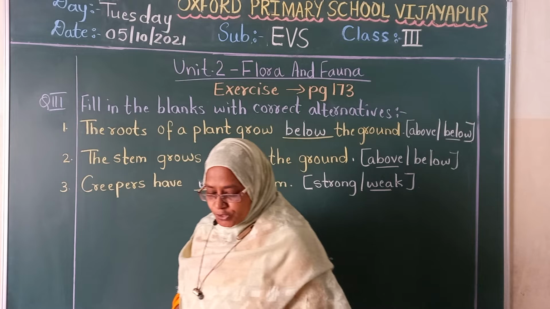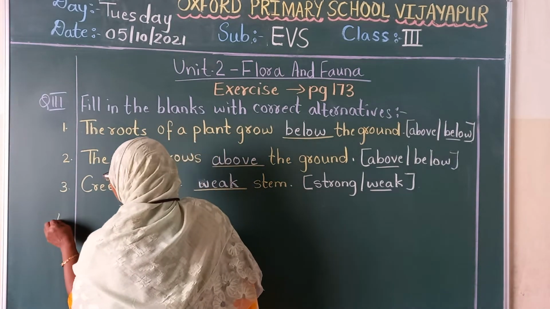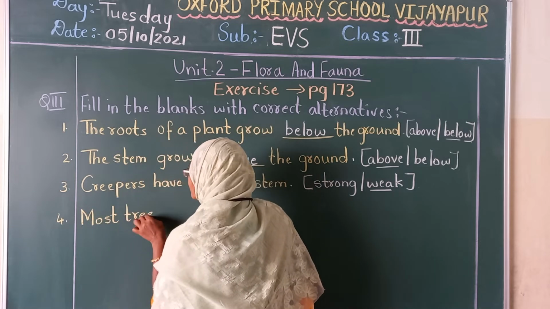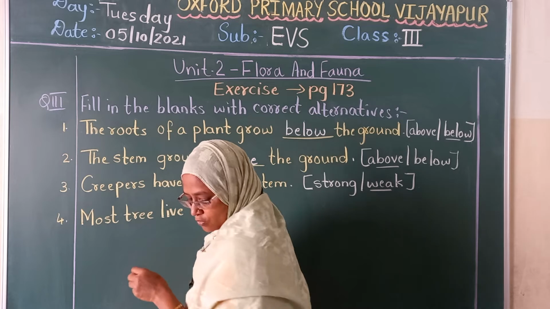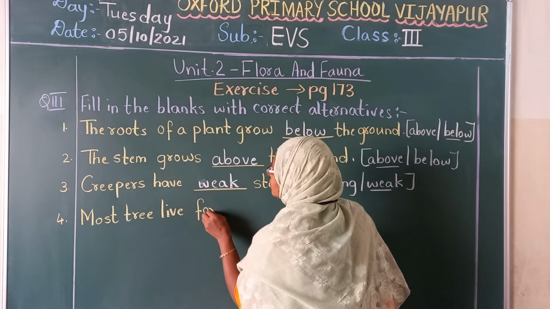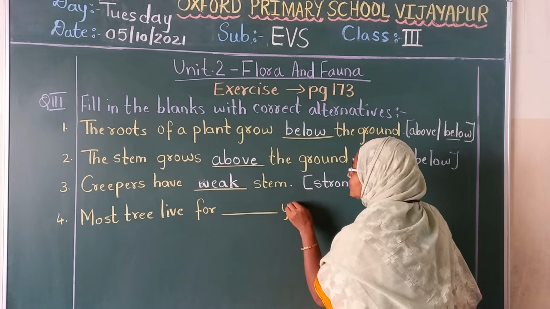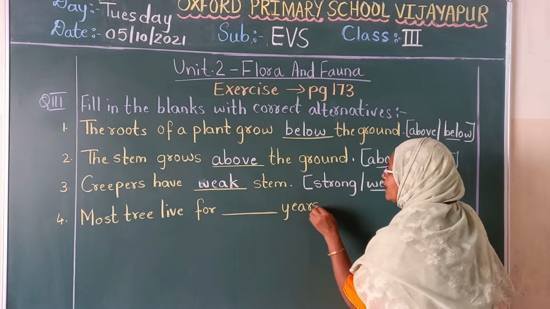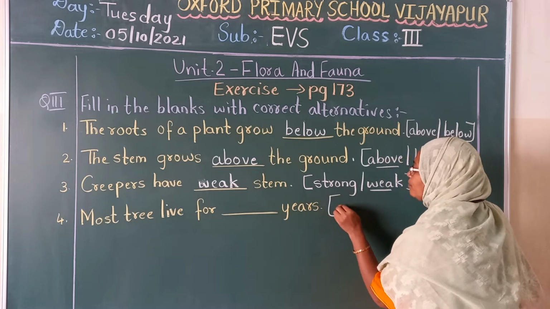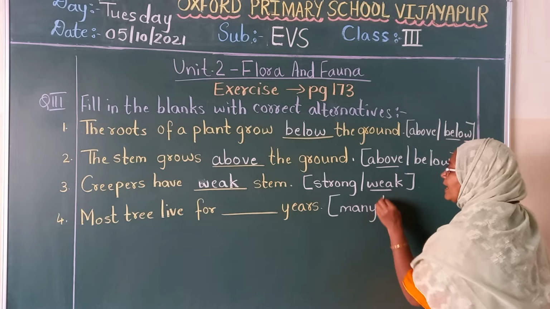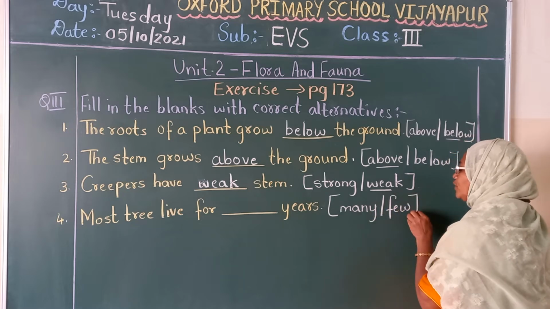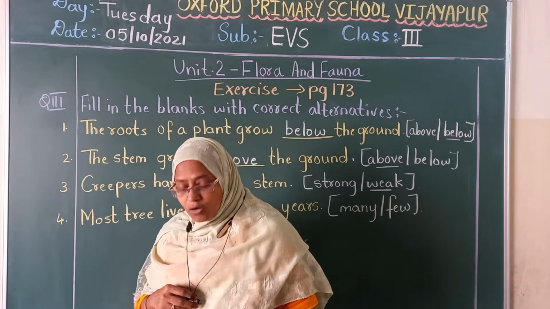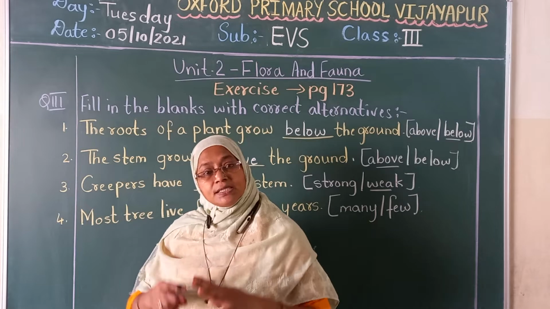Come to the fourth one. Most tree live for dash years. And the options are many and few. If you see a big tree like banyan or peepal tree, they live for hundreds of years. Hundreds of years means many years.